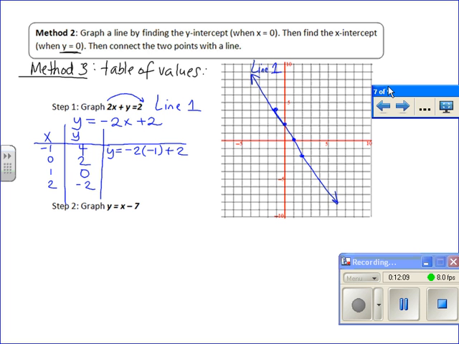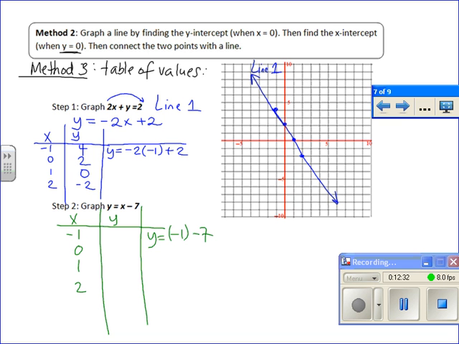Okay, and I could do the exact same thing, a table of values for line 2. So again, you just pick some points for x and you solve for y. So we often pick negative 1, 0, 1, 2, 4 or 5 different values for x, and again, plug them into my equation. So if x equals negative 1, and I have to subtract 7, I get negative 1 minus 7 is negative 8. Okay, if I put in a 0 for x, I get negative 7. If I put in a 1 for x, I get negative 6. And if I put in a 2 for x, I get negative 5.